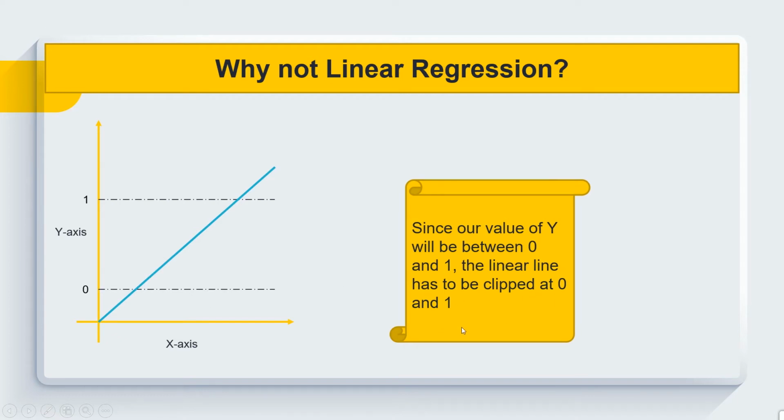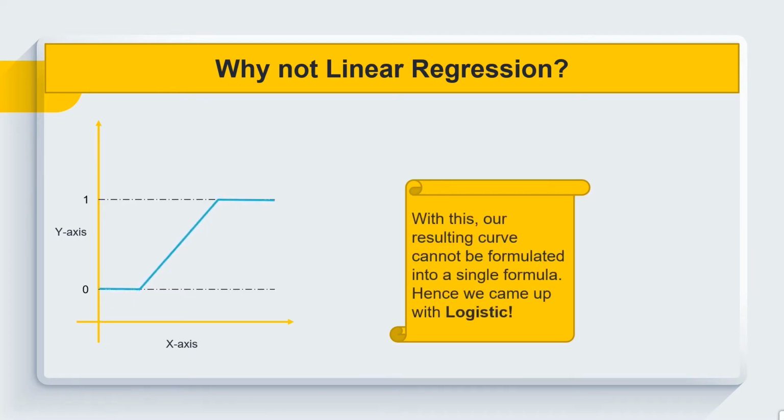Now, once we clip this graph, it would look somewhat like this. So here you are getting a curve which is nothing but three different straight lines. So here we need to make a new way to solve this problem, and this has to be formulated into equations, and hence we come up with logistic regression. So here the outcome is either 0 or 1, which is the main rule of logistic regression. So with this, our resulting curve cannot be formulated as is, so hence our main aim to bring the value to 0 and 1 is fulfilled. That is how we came up with logistic regression.